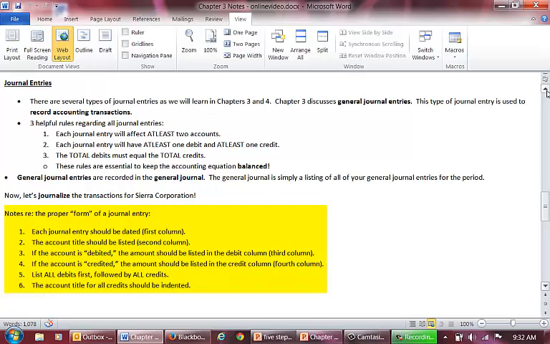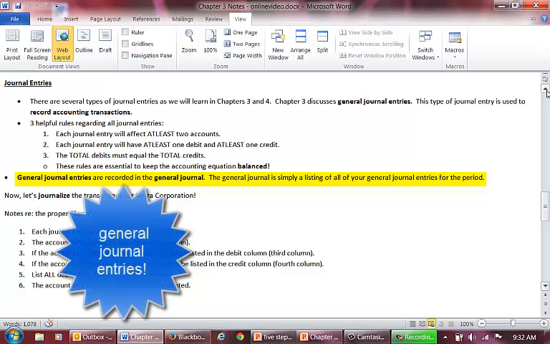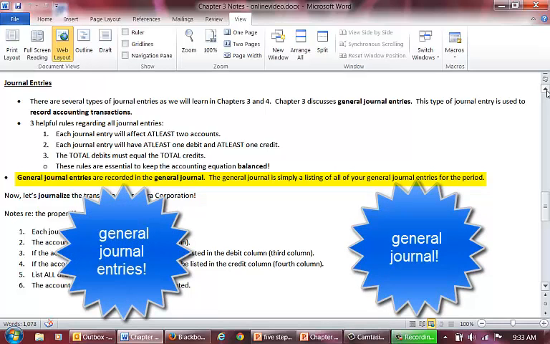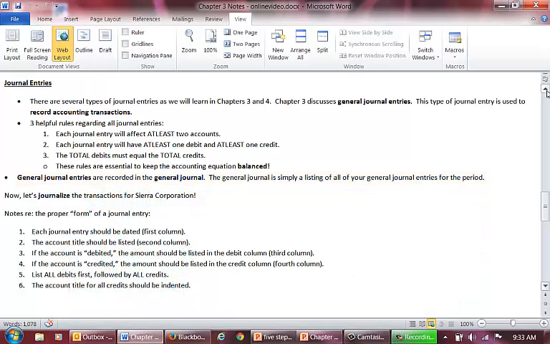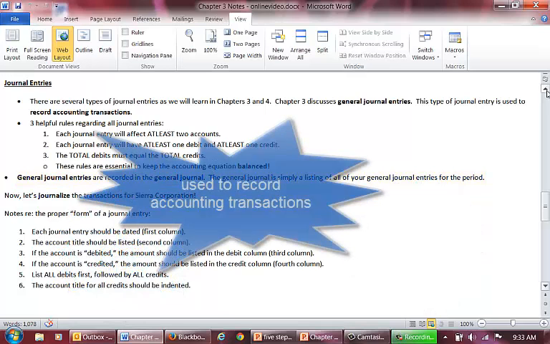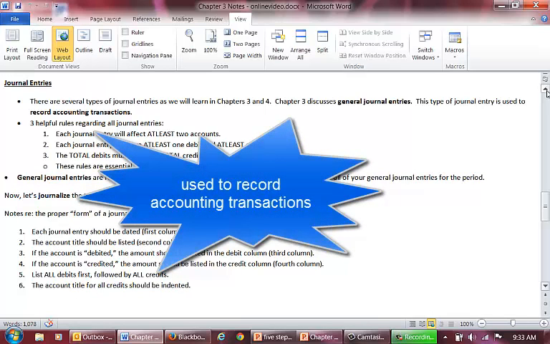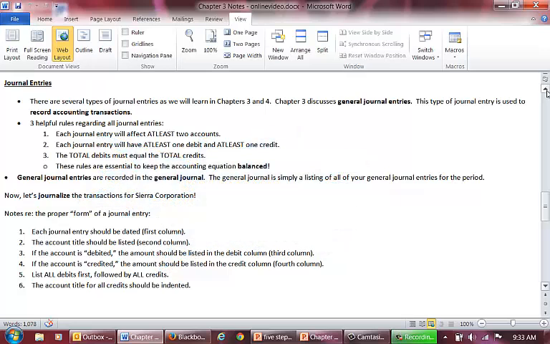Your notes also include several tips relating to the proper form of a journal entry. We will talk about these tips whenever we look at our first journal entry in a moment. As you will learn in the next 2 chapters, there are several types of journal entries. The journal entries that we prepare in Chapter 3 are called general journal entries, and they are recorded in what's called the general journal. These journal entries are used to record accounting transactions. The other types of journal entries have different functions, which we will talk about in later chapters.